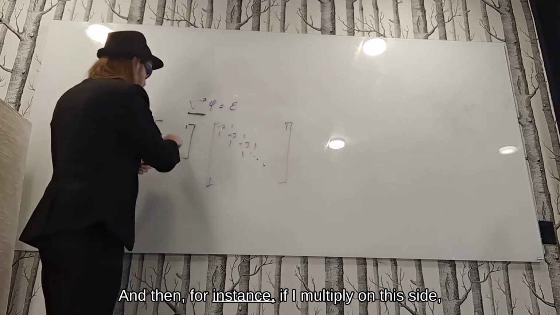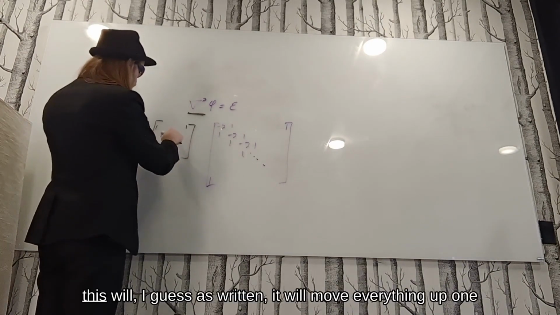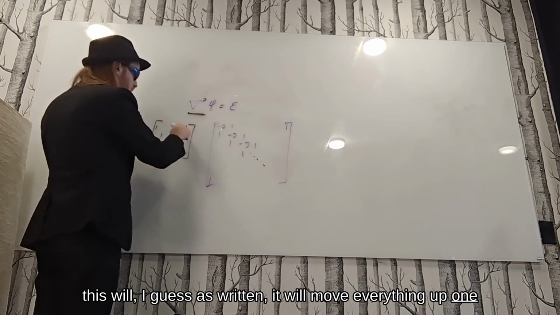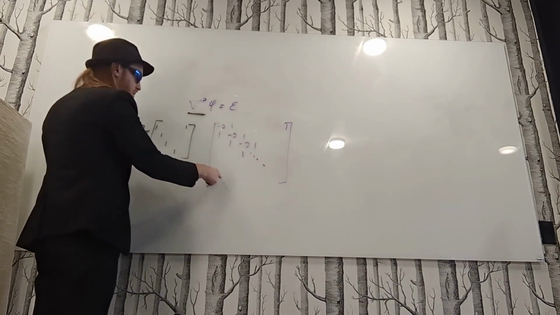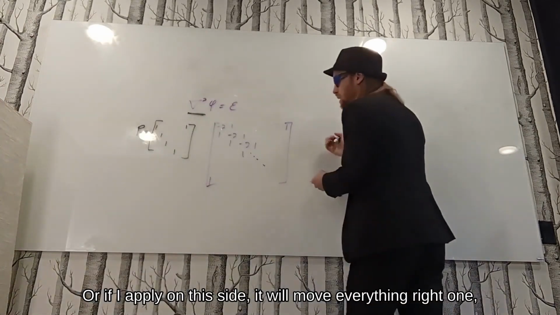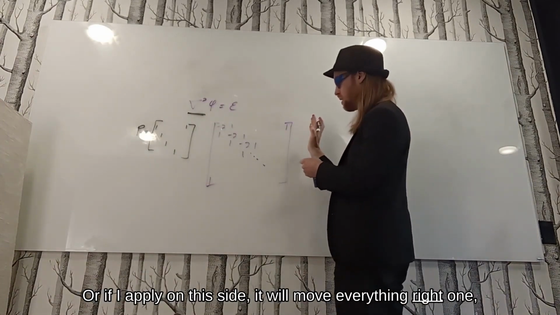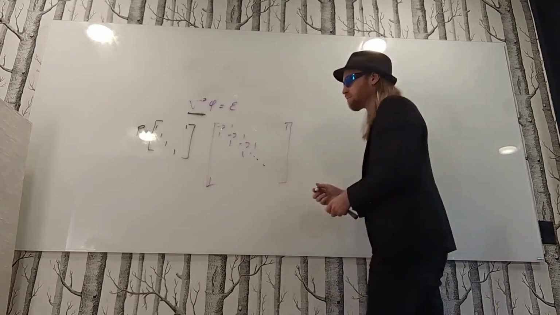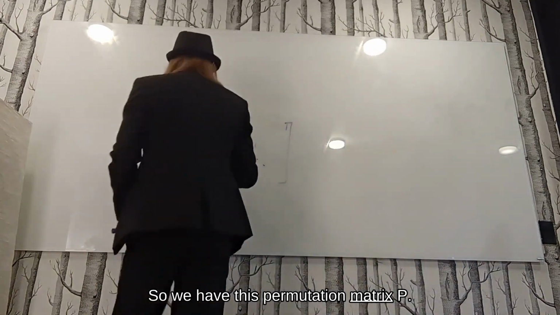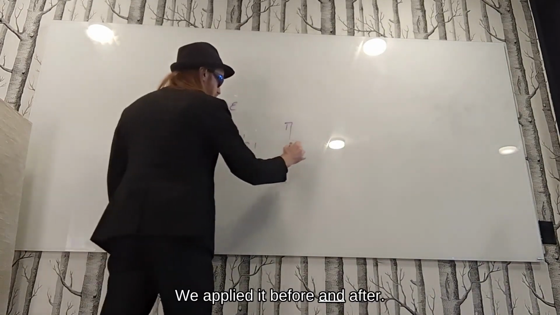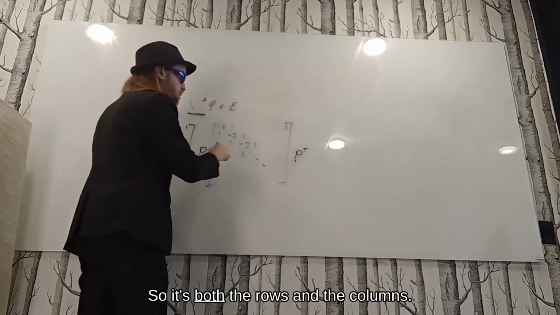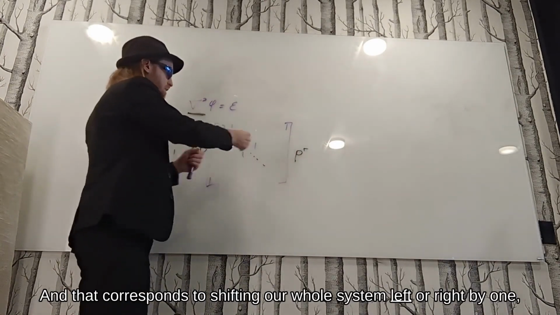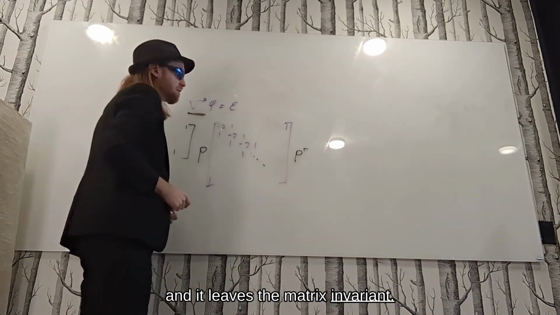If I multiply on this side, as written, it will move everything up one and then put the top row down at the bottom. Or if I apply it on this side, it will move everything left one and then put the first column at the back. So we have this permutation matrix P. We apply it before and after, so it hits both the rows and the columns. That corresponds to shifting our whole system left or right by one, and it leaves the matrix invariant.